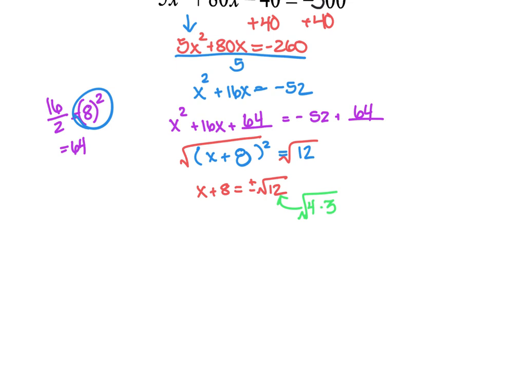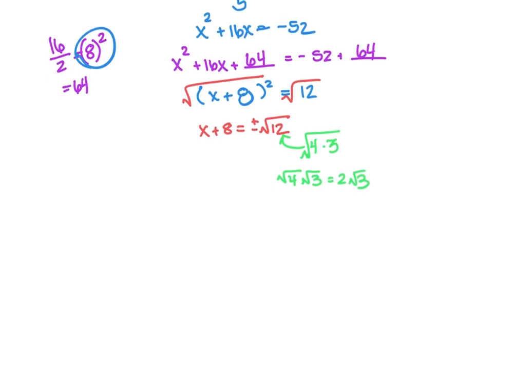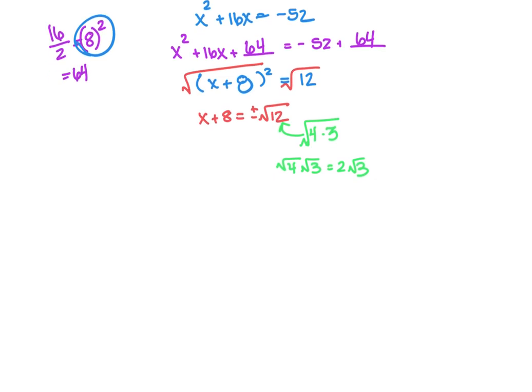So I need to simplify that expression down. If I write the square root of 12 as instead the square root of 4 times the square root of 3, I know the square root of 4 is 2, so it would be 2 square roots of 3. So what's really going on here is we have x plus 8 is equal to the simplified square root, plus or minus 2 on the outside times the square root of 3.